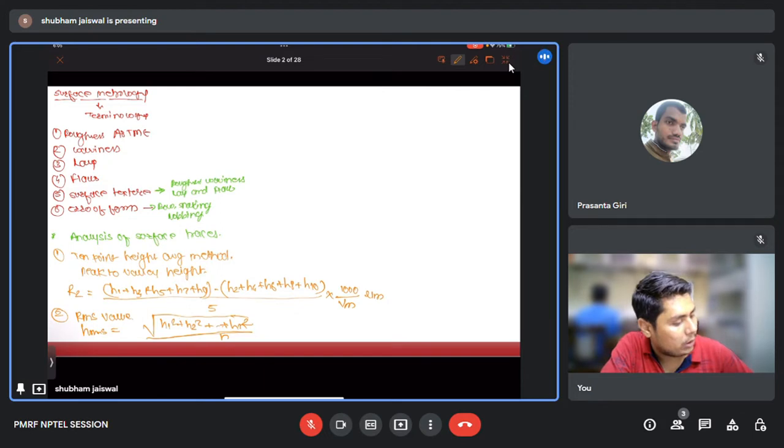After this we have seen the center line average method. Generally, the center line average method is preferred over the RMS method. Ra is nothing but the summation of all the peak and valley values in the considered length. Irrespective of their sign, we add them.